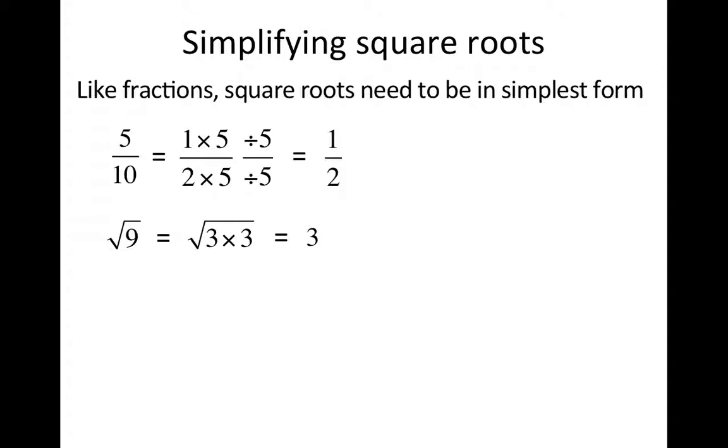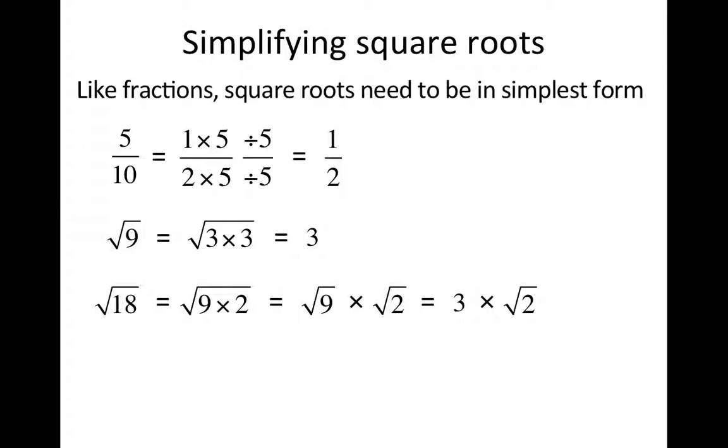which equals 3. But that's perfect squares. Not all numbers are perfect squares, but they can still perhaps be simplified. So for example, the square root of 18 equals the square root of 9 times the square root of 2, which equals 3 times the square root of 2, and we just write that as 3 root 2, or 3 times root 2.